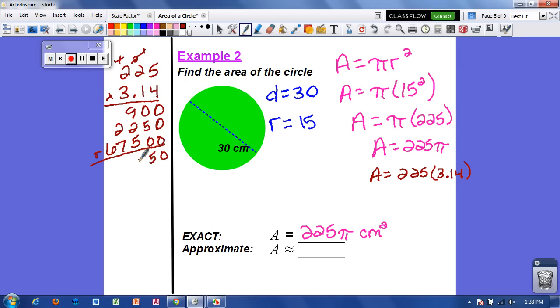And then I'm going to add everything together. I have 2 decimal places up top, so I will have 2 decimal places in my answer. So our approximate area is 706.50 centimeters squared.